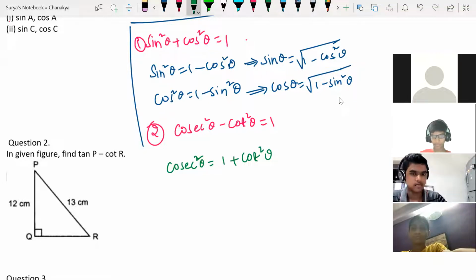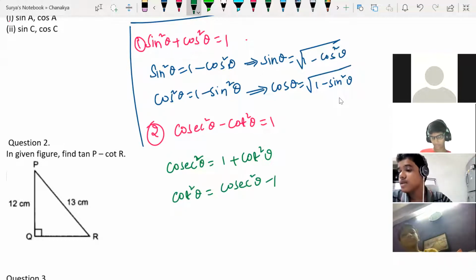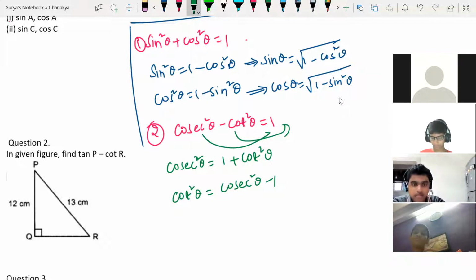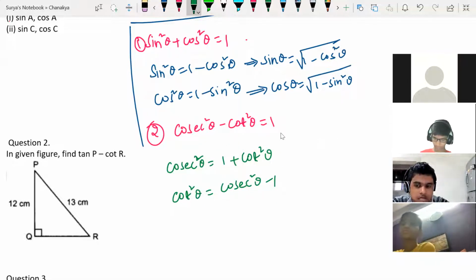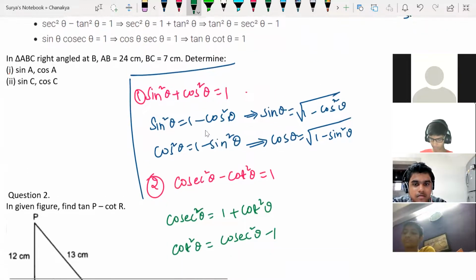Or cot square theta is equal to cosecant square theta minus 1. Yes or no? I'm just shifting this to this side, so it will become that. If I need cot square theta, then I shift this side and that side. That's all. Very simple. Transformation from left hand side to right hand side. Clear? So the first and second property are done.